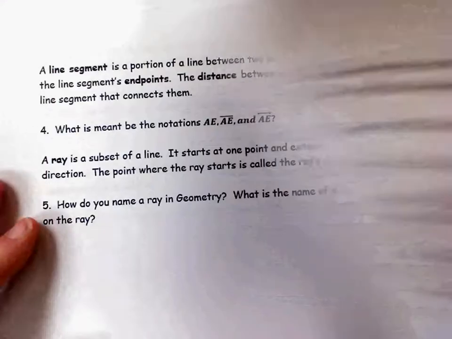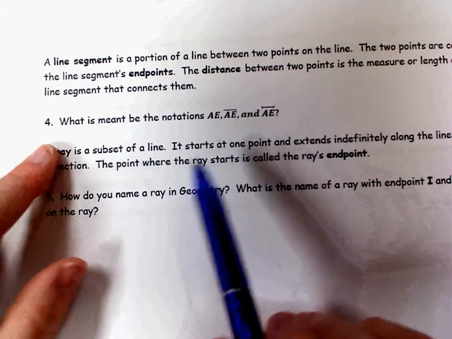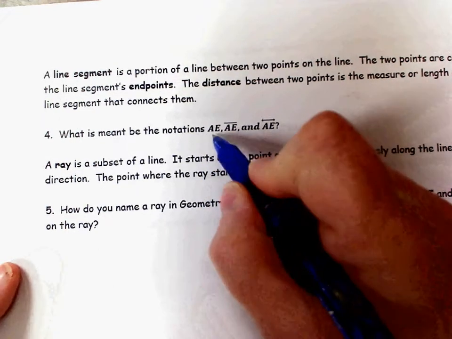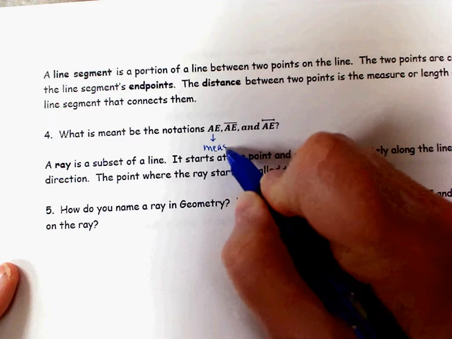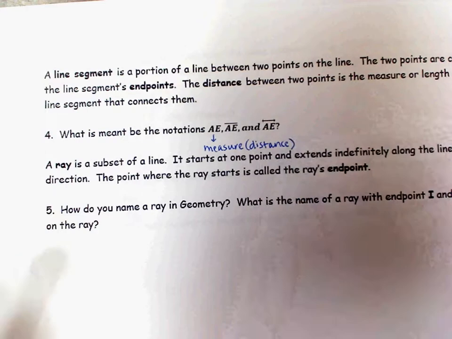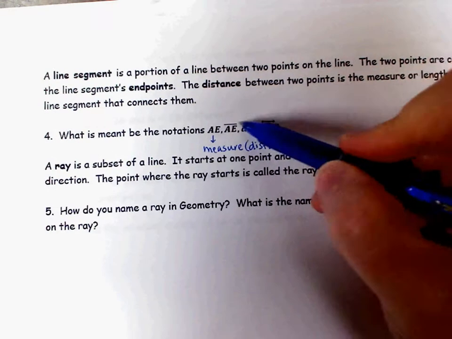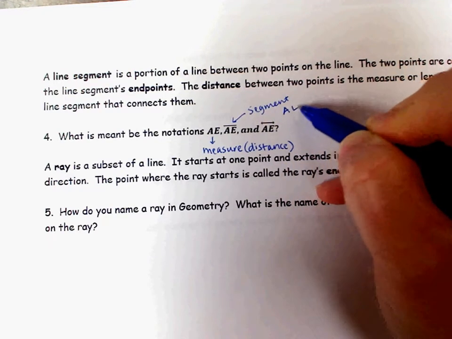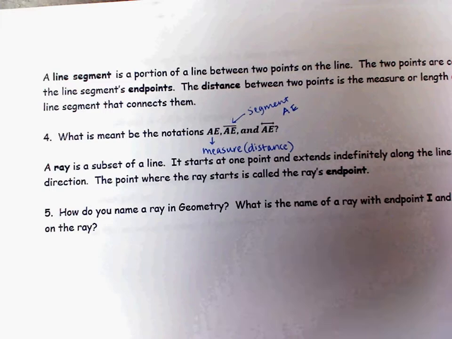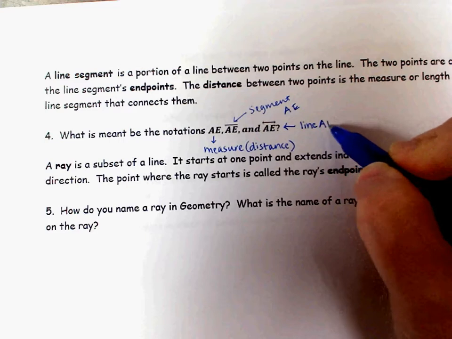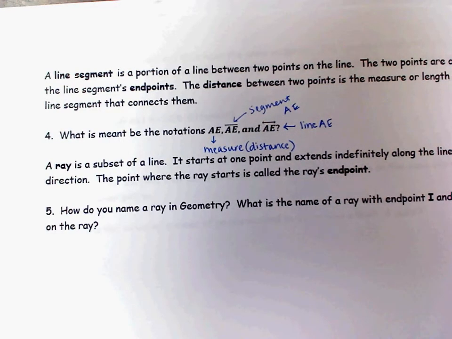Number 4, what is meant by these different notations? Remember 2 capital letters with no symbol means the measure between those 2 points, or the distance. That's another way of saying that. The measure of it, or its distance. This symbol means that is segment AE, meaning it starts at point A and ends with point E. And this symbol means we're talking about line AE, meaning it contains those 2 points, but it extends forever in both directions.